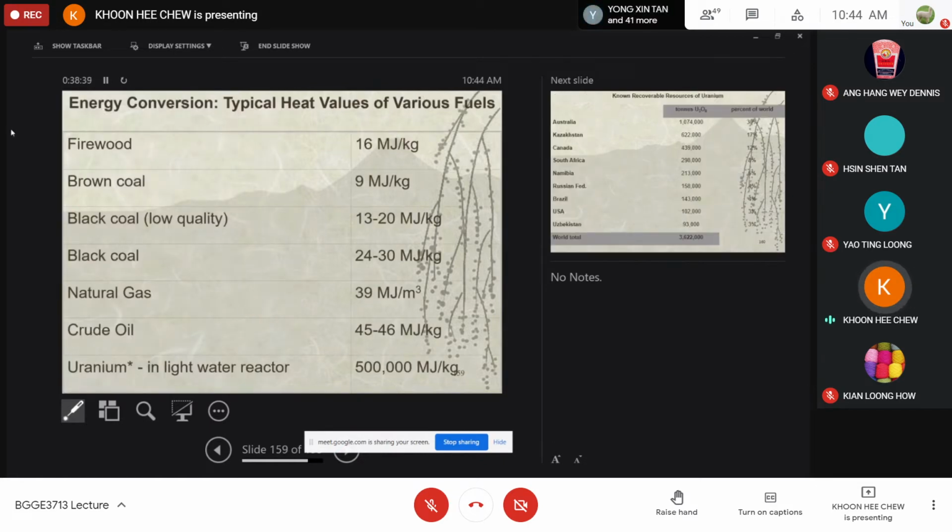Okay, energy conversions. Yeah, typical heat value of various fuels. You can see the efficiency of the energy produced. Firewood can only produce 16 megajoule per kilogram. Okay, and then black coal 24 to 30, natural gas 39, higher. Crude oil 45 to 46 megajoule per kilogram. Yeah, and uranium in a light water reactor, you can compare this figure: 500,000 megajoule per kilogram of uranium as compared to crude oil and natural gas. That is how many times more efficient than the other natural resources. Yeah.